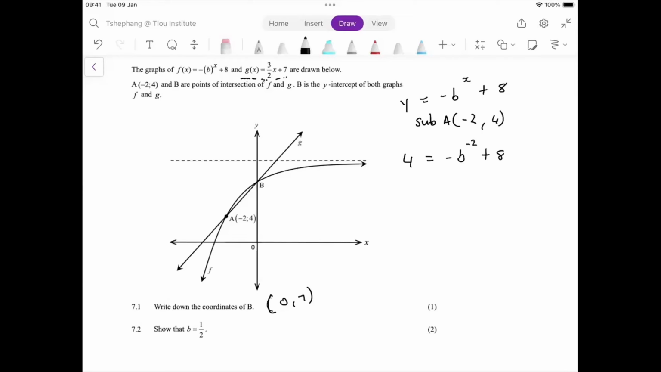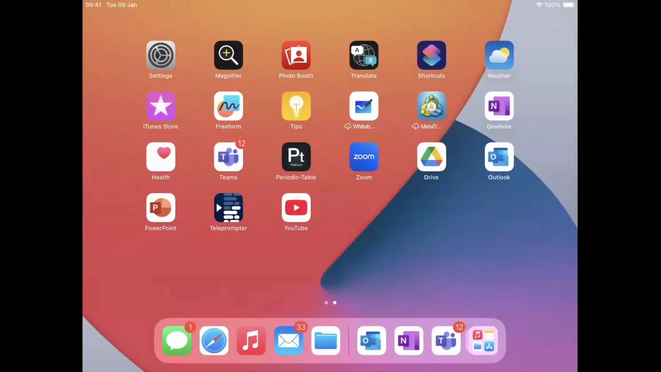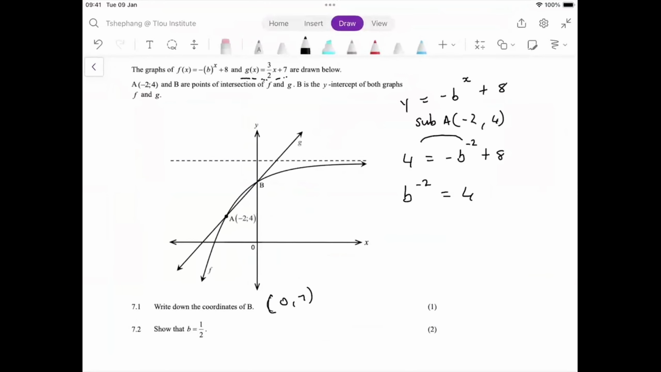Then we're going to have b to the -2 is equal to 4. I took this to the left-hand side and the 4 to the right, so that I have 8 minus 4, which gives me 4, and the negative b to the -2 becomes positive. Hope everyone is with me.